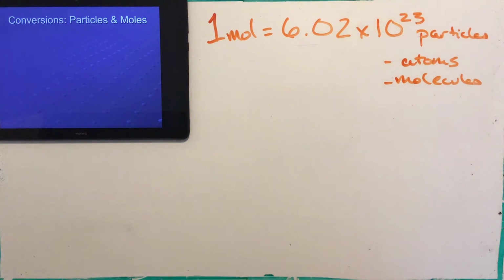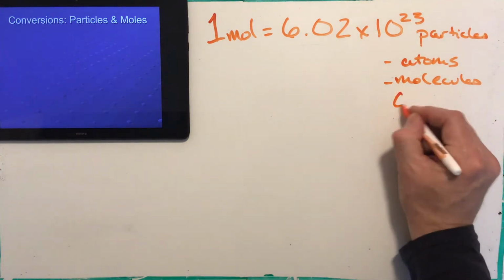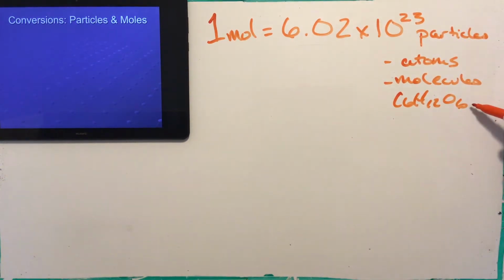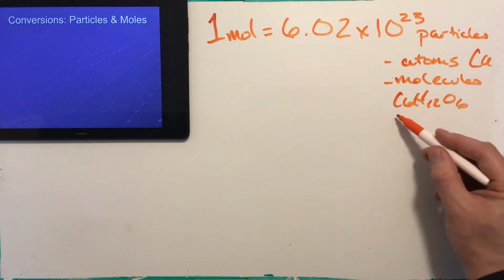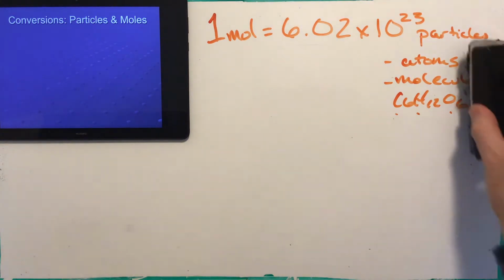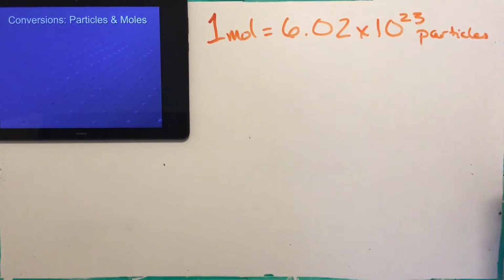If I was working with glucose, glucose is C6H12O6, that's a molecule. It's not an atom, it's a molecule. Molecules would go there, all right? So if I was working with something like calcium, I'm using atoms. If I'm using something that has several elements in it, I would use molecules instead of the word particles. But particles is a general term, so we'll leave it for now.